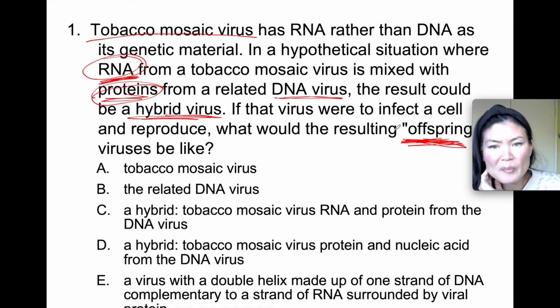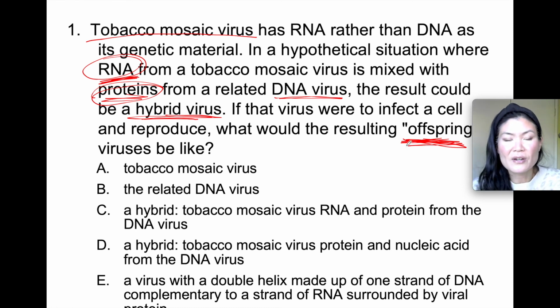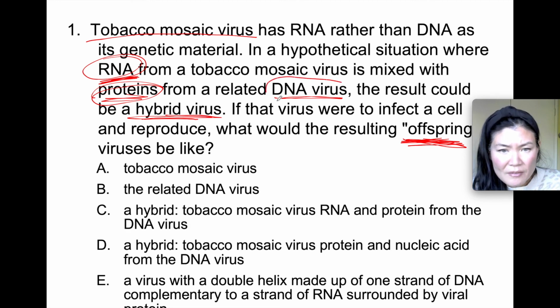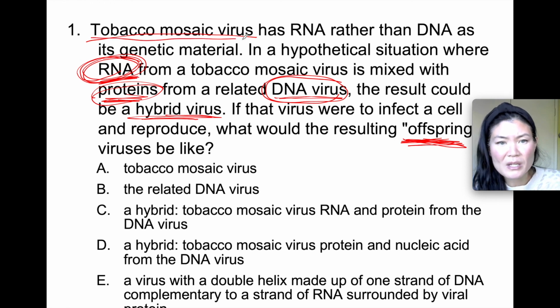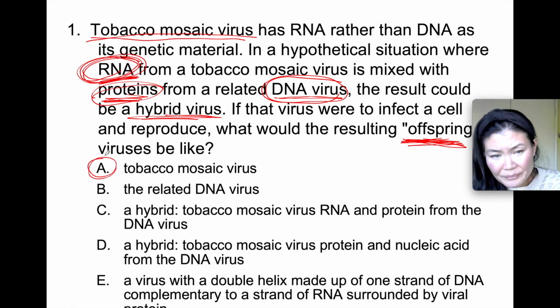Well, first of all, remember offspring get genetic information from parents, right? What's the genetic information that's being passed down? Is it the DNA from the DNA virus that's being passed down? No, the only thing that's part of the hybrid parent is the protein from the DNA virus. But it's the RNA that is the genetic material. And that RNA came from the tobacco mosaic virus. So the answer is actually A.